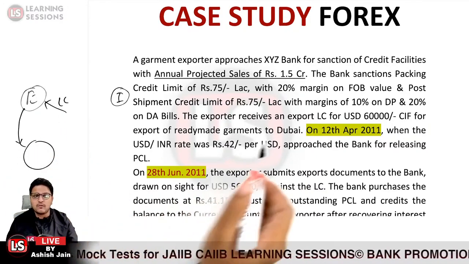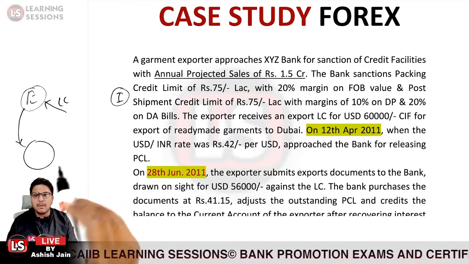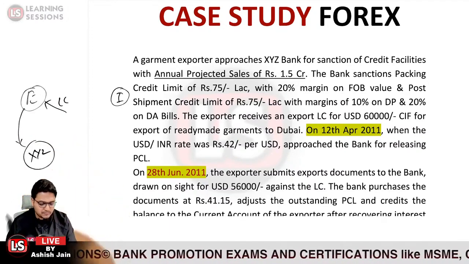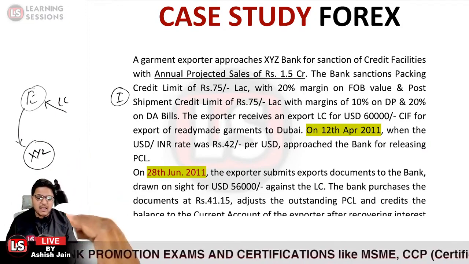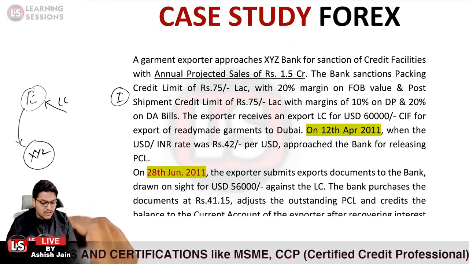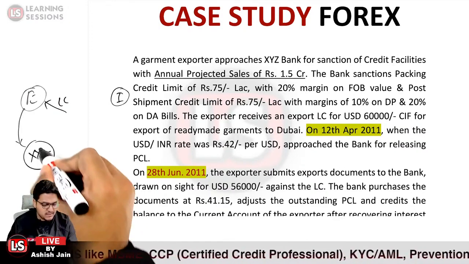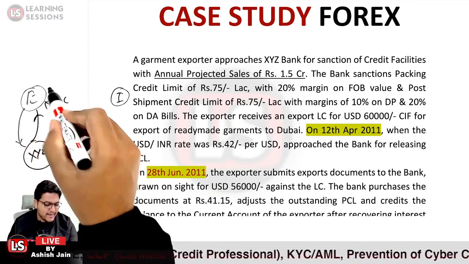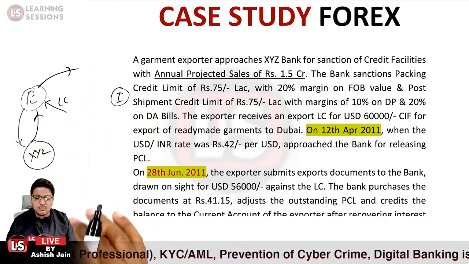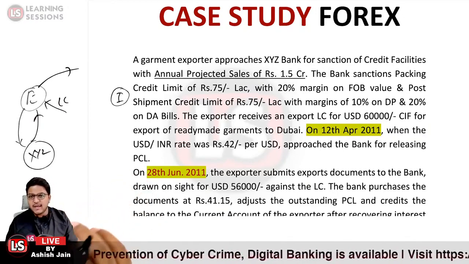Dated 12th of April 2011, he asked the bank to release the packing credit limit. That is the scenario. He visited bank XYZ, and again he visited on 28th of June 2011. Let us assume that on the same date the PCL was released to the exporter, and the exporter shipped the goods. Once he has shipped the goods, he must have the bill of lading, the insurance cover, and all the related export documents.